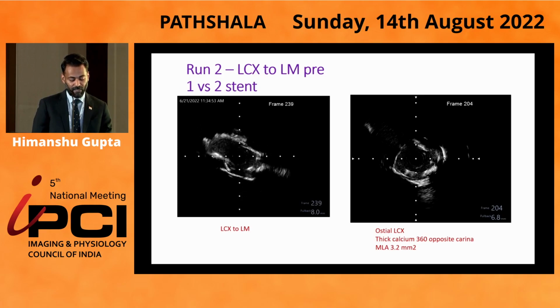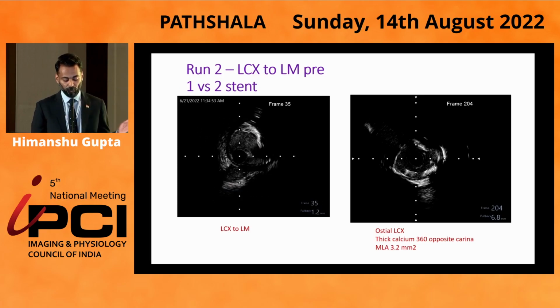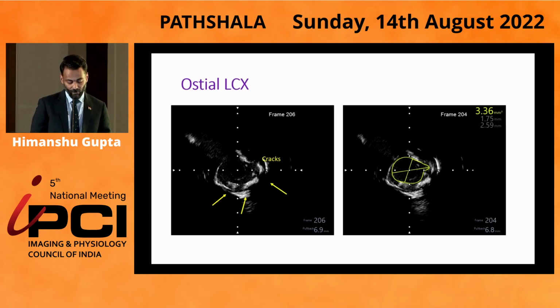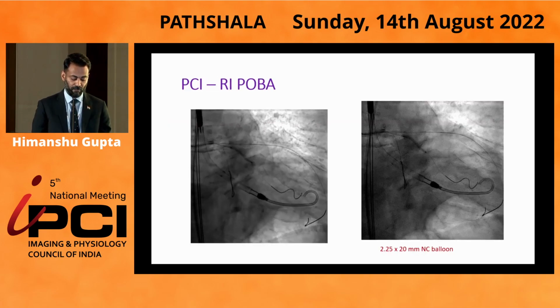It is also heavily calcified with calcified plaques on both sides of the carina with a minimal lumen area of 3.3, but there are some cracks in the calcium with the 2 millimeter balloon that we had used to prepare it. So we do not need OPN or IVL in this circumflex, thankfully. And it is a 2-stent case, definitely, with such heavy calcium and small lumens.